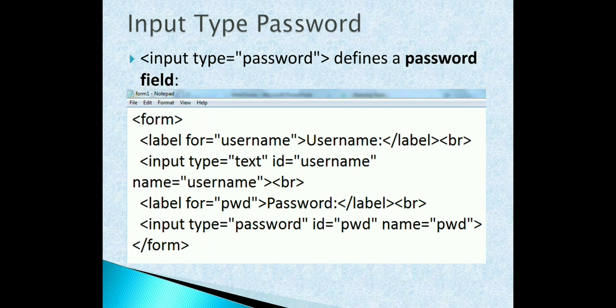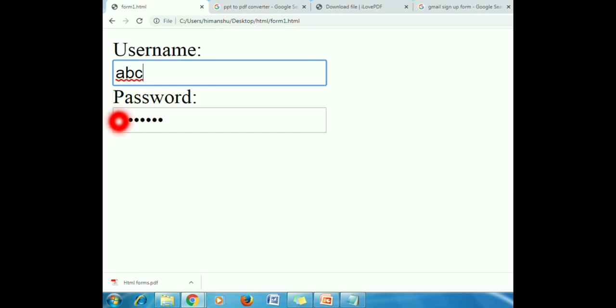For creating that kind of field, first of all I have created one label for username, then one text field for the username. After that I have created one label for password, and here I have created the password field. Here you can see I have set input type equal to password, id equal to pwd, name equal to pwd, and closed the form. In the output screen, whatever you write in this text box comes in the form of bullets. Fine. This is the password field. I hope it is clear to you.